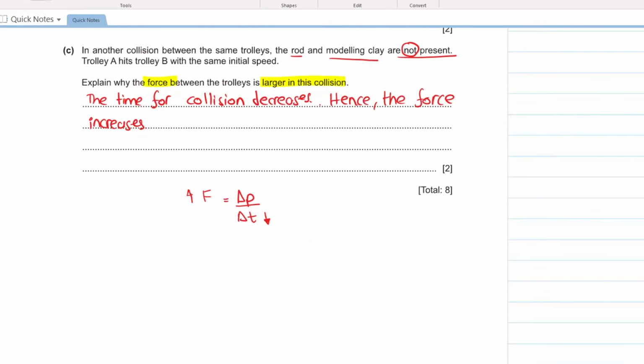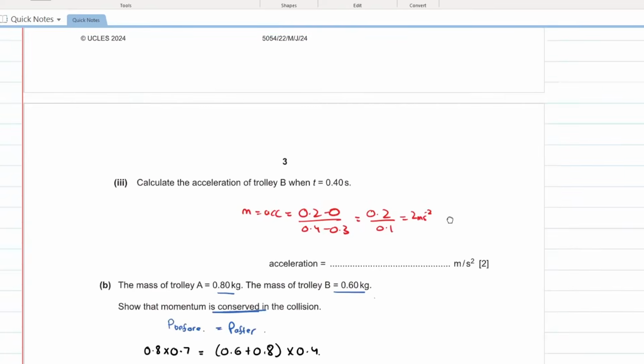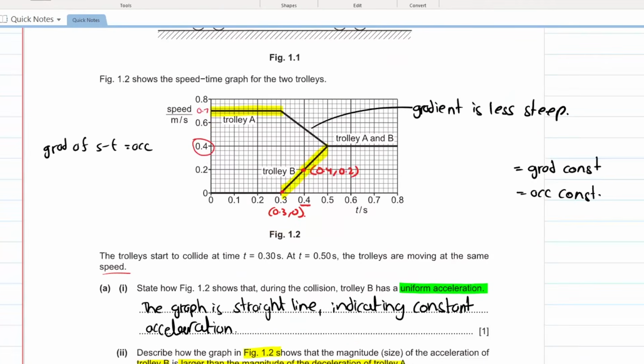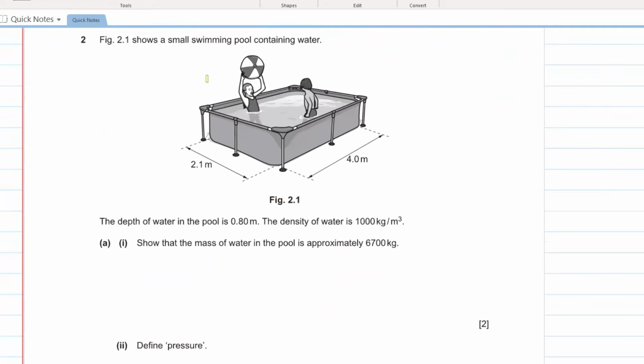If you have any ambiguities here, you can ask. बेटा पूरे सवाल में कोई मसला है, you can ask, right? Figure 2.1 shows a small swimming pool containing water. The depth of water in the pool is this. The density of the water is this. Show that the mass of water in the pool is approximately this.